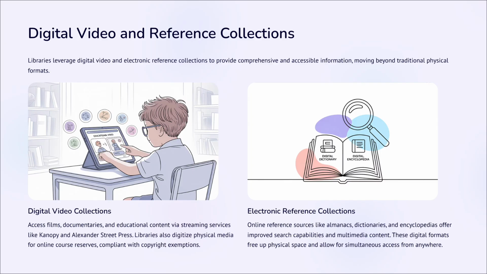Electronic reference collections include digitized and born digital almanacs, dictionaries, encyclopedias, and specialized sources. Their strengths are improved search, frequent updates, and multimedia that clarifies complex topics. Equally important, they free up physical space and allow simultaneous access so multiple learners can consult the same source at once, a real advantage during high-demand assignments.